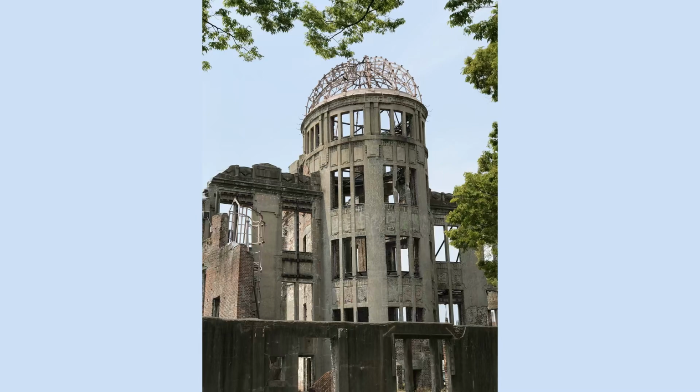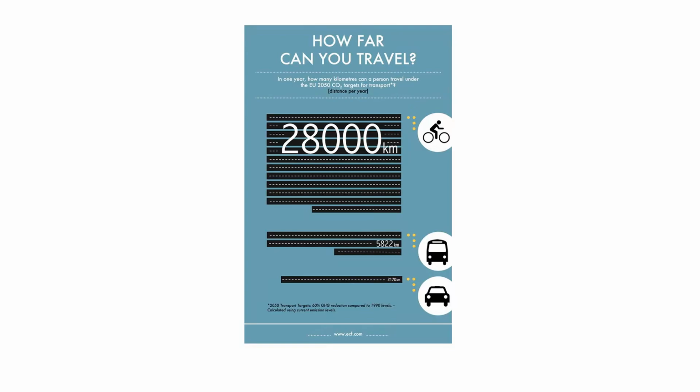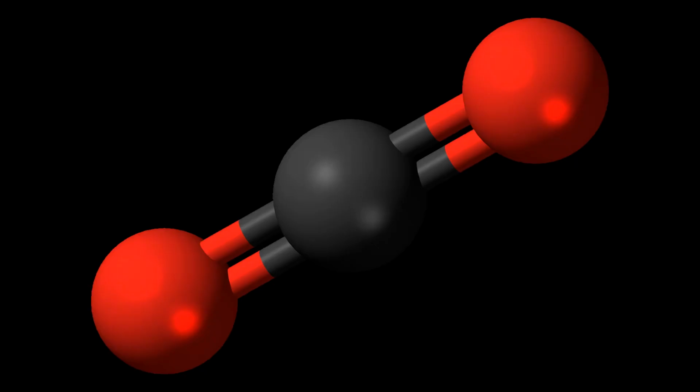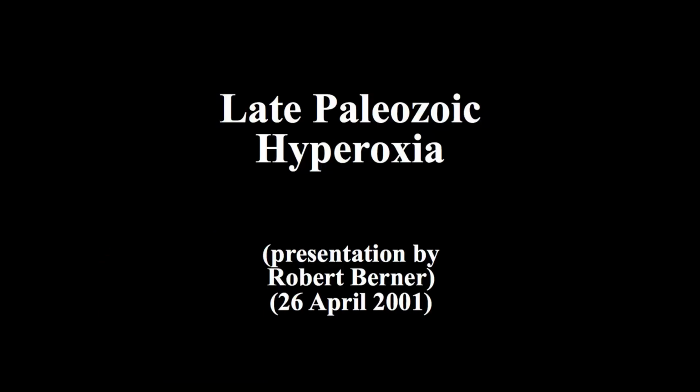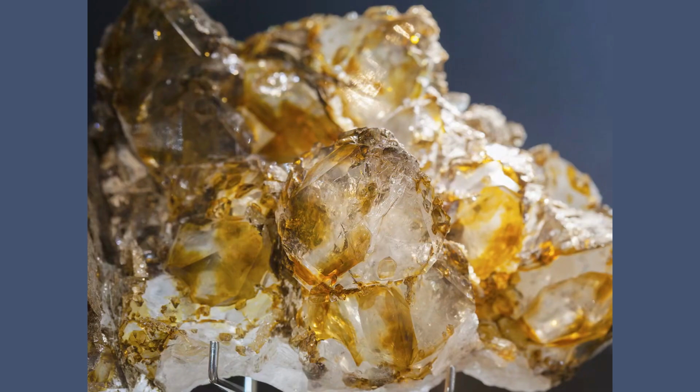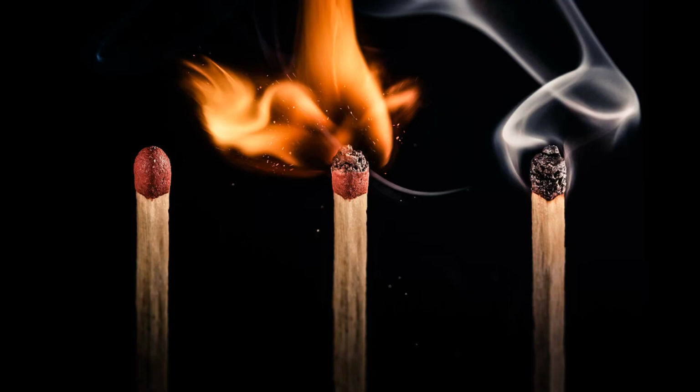Step 2. Count the number of atoms of each element in the reactants and products. 1 carbon atom, 4 hydrogen atoms, 2 oxygen atoms. 1 carbon atom, 2 hydrogen atoms, 3 oxygen atoms. Step 3. Balance the equation by adding coefficients to the reactants and products. In this example, we can balance the equation by adding a coefficient of 2 in front of the oxygen molecule in the reactants. CH4 plus 2O2 gives CO2 plus H2O.